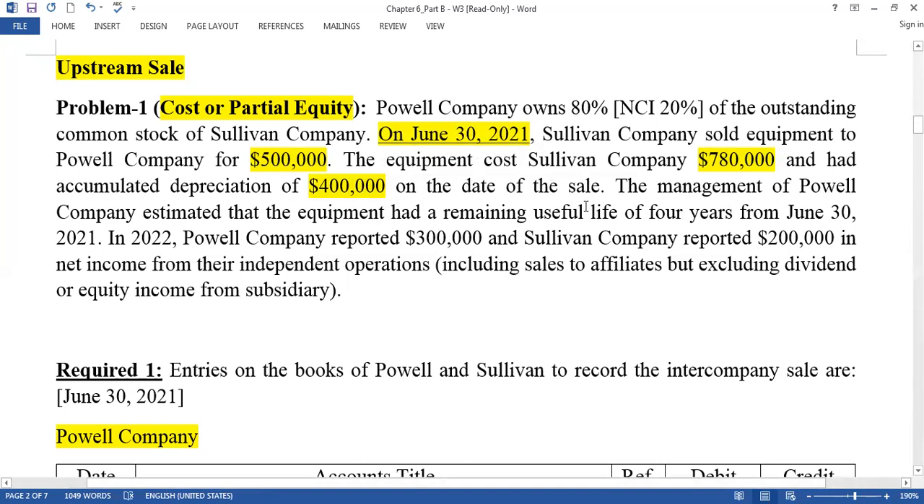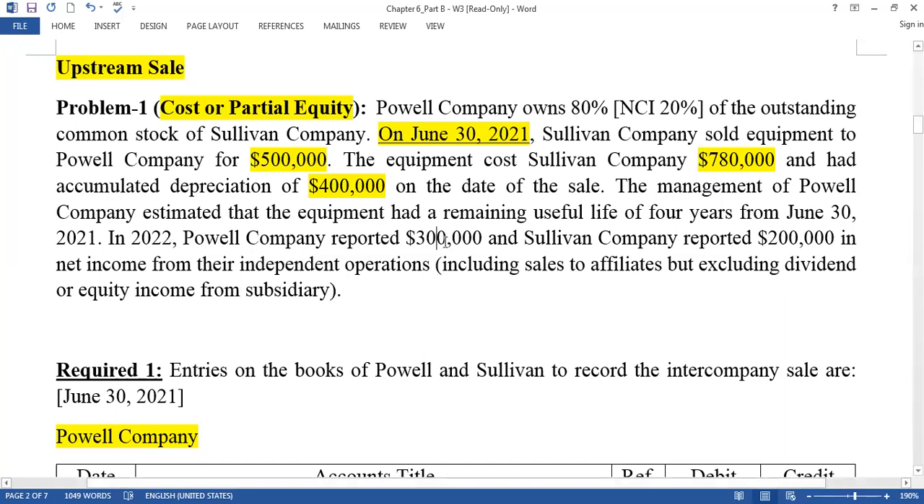So this important number is given, and the management of Powell company estimated that the equipment had a remaining useful life of 4 years from June 30 of 2021. So on June 30, they sell the asset and parent company buys the asset. Parent company estimates that they can use this asset for the remaining 4 years, starting from June 30, 2021. And they estimate that they can use it for the coming 4 years.